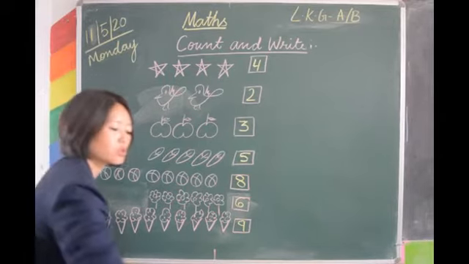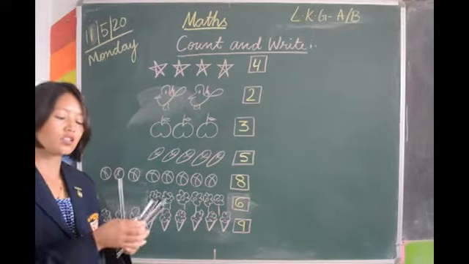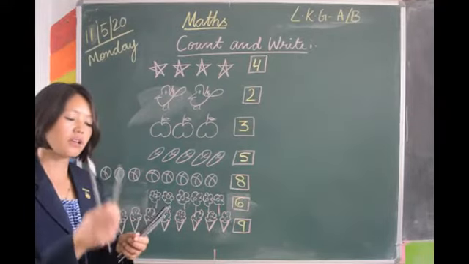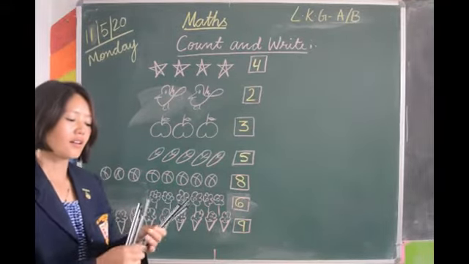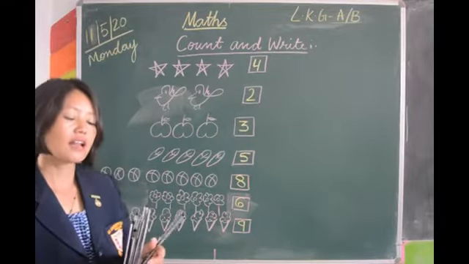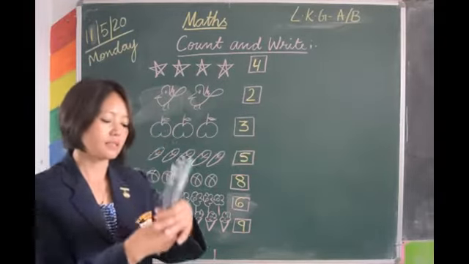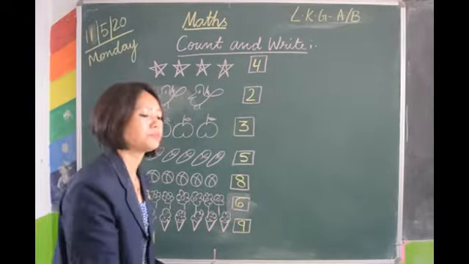9 ice creams. So we'll count the pencils. 1, 2, 3, 4, 5, 6, 7, 8 and 9. So we have 9 pencils. So once again I'll repeat.